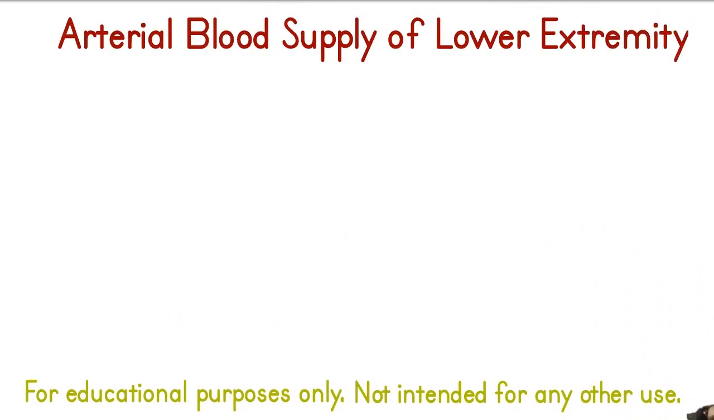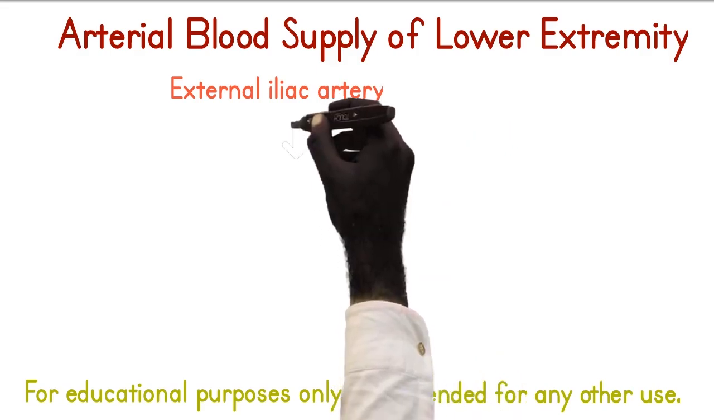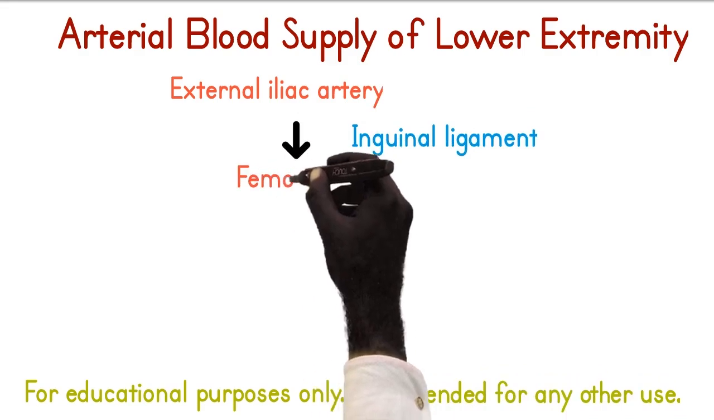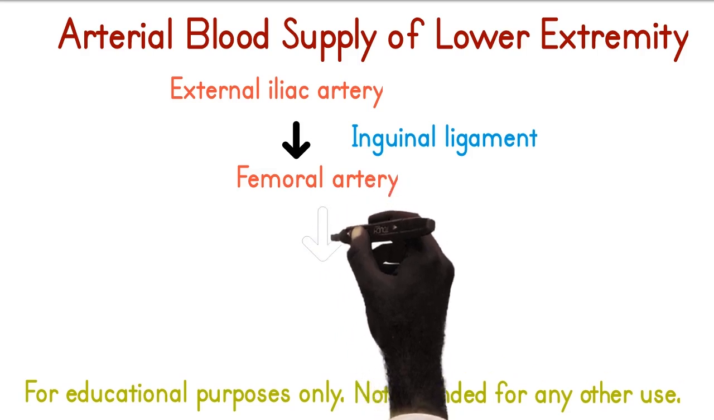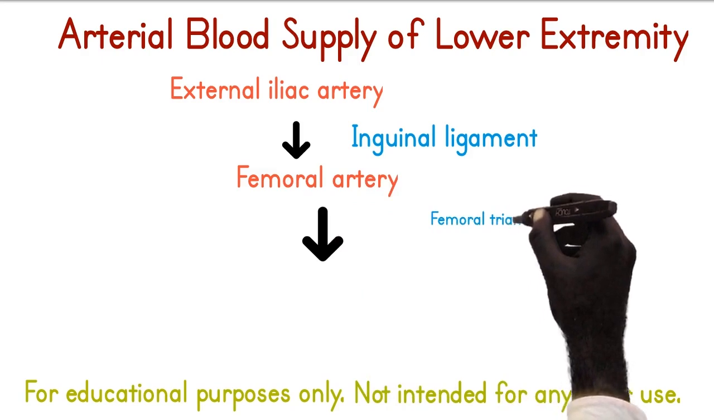Arterial blood supply for the lower extremity begins with the continuation of the external iliac artery passing under the inguinal ligament. The artery then changes its name and becomes the femoral artery. The femoral artery travels anterior in the femoral triangle. Then, the femoral artery travels anterior to the femoral region, the thigh.